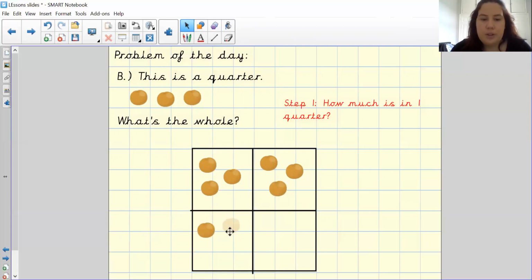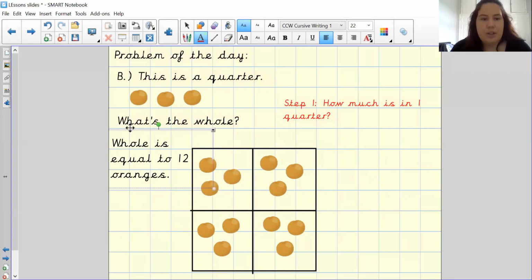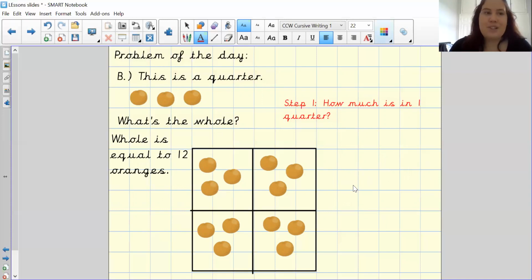1, 2, 3. There's another quarter. And 1, 2, 3. There's another quarter. So I've put 3 in each quarter. Now I know how many is the whole thing. So 3, 6, 9, 12. I can count in 3s to do that, or if you're unsure, you can count in 1s. So the whole is equal to 12 oranges. And now I have answered the question. So well done if you managed to solve that one at home. I know that one was a little bit trickier.